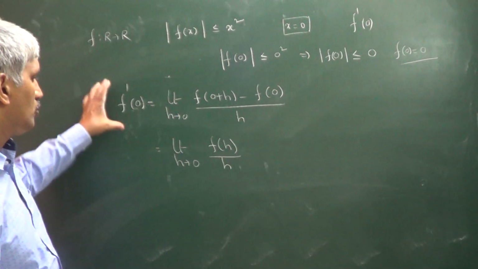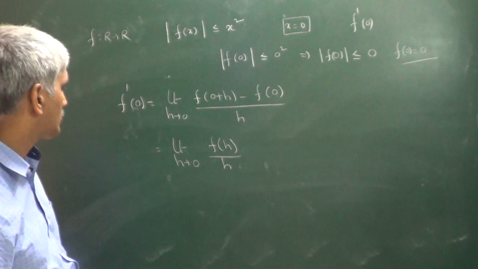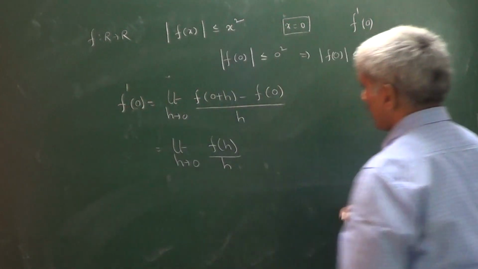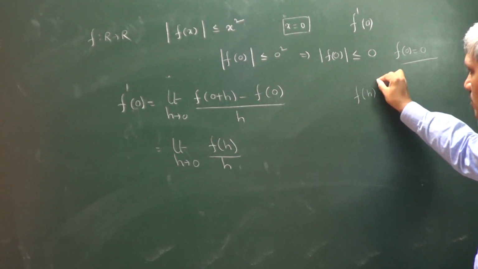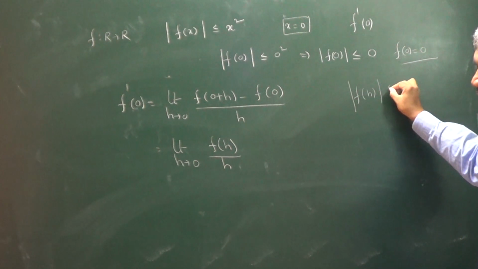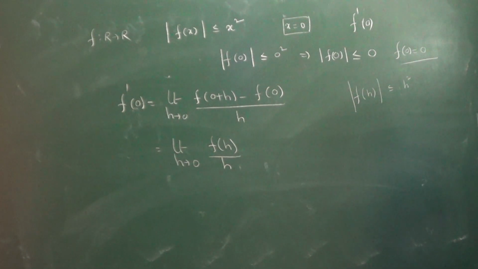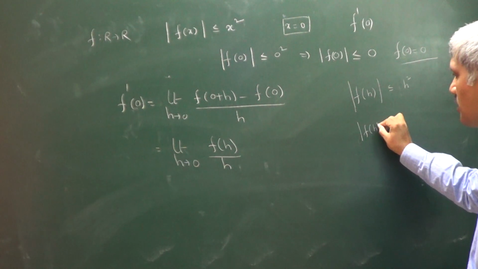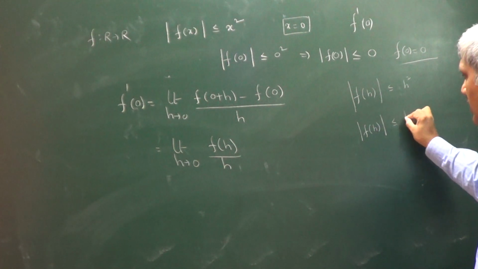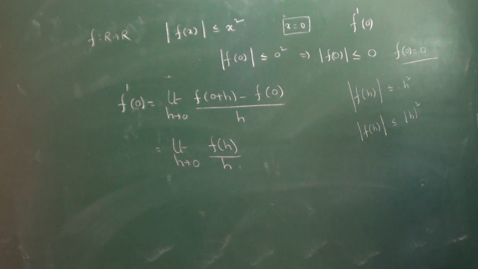Okay, f dash of 0 is equal to limit h tends to 0 of f of h by h. Next, what to do? The information says that modulus of f of h is less than or equal to h square. Whether you write this as h square or mod h square makes no difference, because both are positive values.